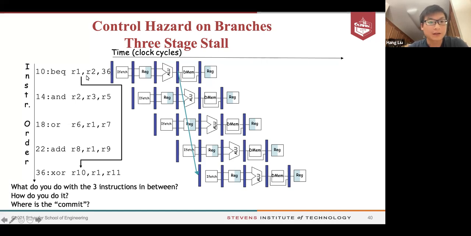For instance, you have this BEQ, branch if R1 equals R2, then we branch to 36. It's here, okay? So the PC, once you're executing this instruction, is pointing to 14, but actually you want to jump to 36. So that's a problem.